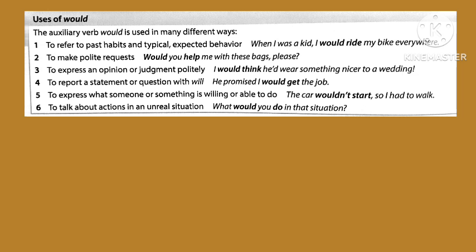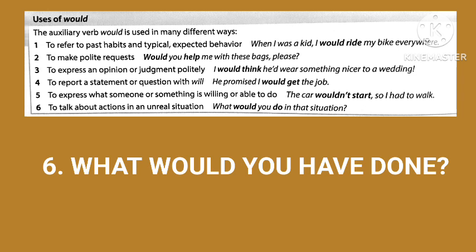And finally, the sixth is to talk about actions in an unreal situation. As an example, we have: what would you have done? That's a common question that people used to say.